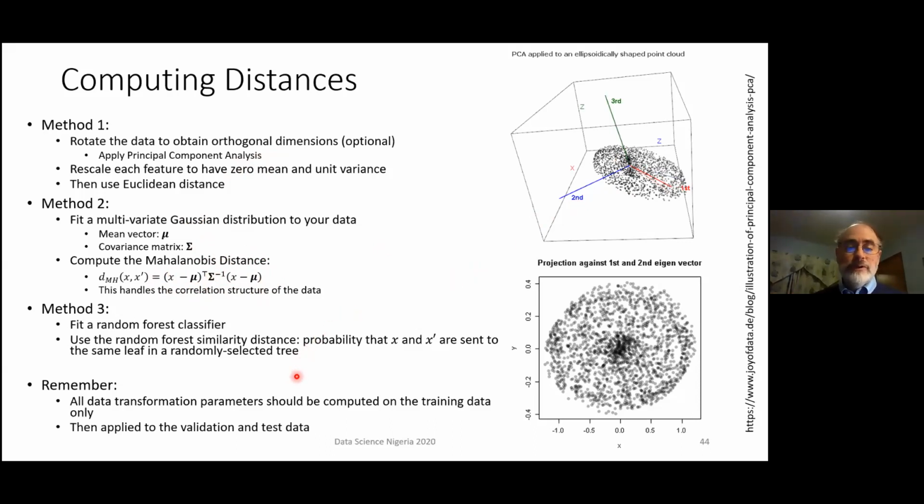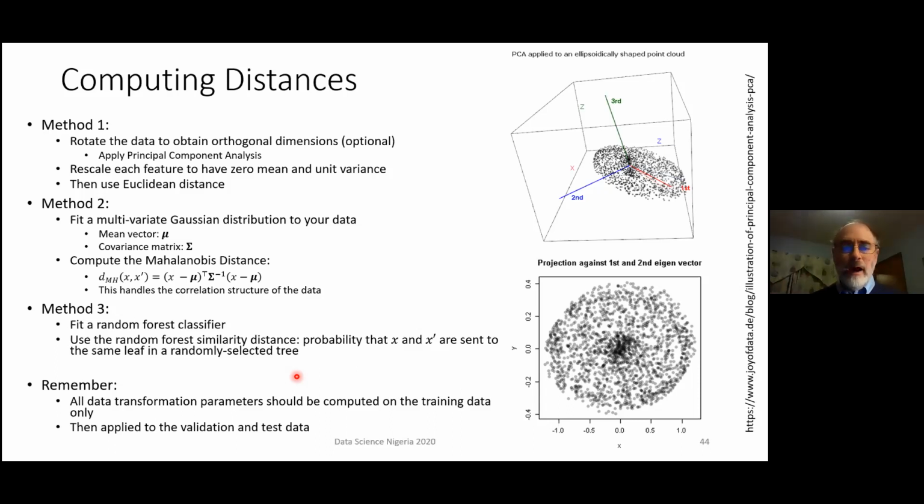Method 3 is you could fit a random forest classifier and use the random forest similarity distance. If you've played with random forests, you know that one of the other things you can get from a random forest classifier is a similarity score. That is based on the empirical probability that the 2 different data points, x and x prime, get sent to the same leaf in a randomly selected tree within the forest. So it's the probability of 2 points ending up in the same leaf across all of the trees in the forest.